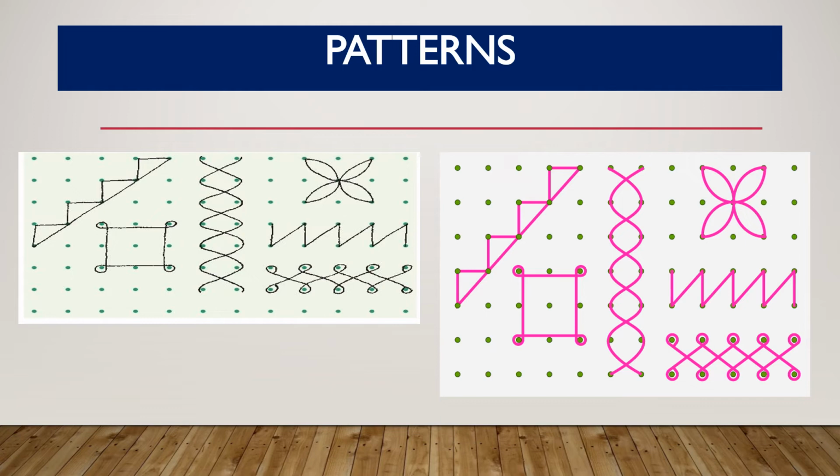Like here, we can see that if we divide this picture into two halves, both the halves are equal. Again, if we divide this picture into half, both the halves are equal or symmetric. Same goes for this picture. We will learn about symmetry in the chapters to come.